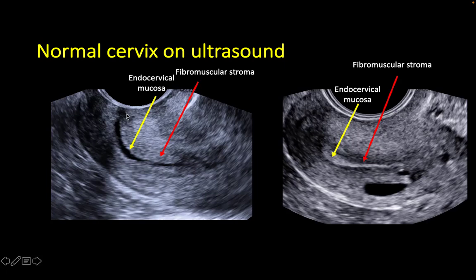So you can actually trace the fibromuscular stroma of the cervix in the anterior lip here from here to here. So this corresponds to the fibromuscular stroma in the anterior lip, whereas what you see here is the hypoechoic fibromuscular stroma in the posterior lip. Again, the hypoechoic fibromuscular stroma in the anterior lip, the hypoechoic fibromuscular stroma in the posterior lip.